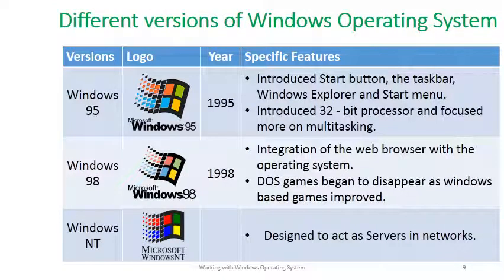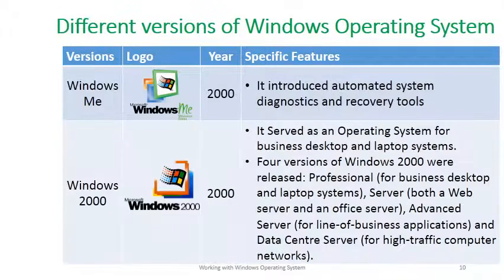Next, Windows 95 was introduced in the year 1995 and 32-bit processors were introduced at that time. Next, Windows 98 was developed during the year 1998 and Internet Explorer concept was introduced. And next, Windows NT was developed and it was designed to act as servers in networks. Next, Windows Me was developed during the year 2000 and it introduced automated system concept.